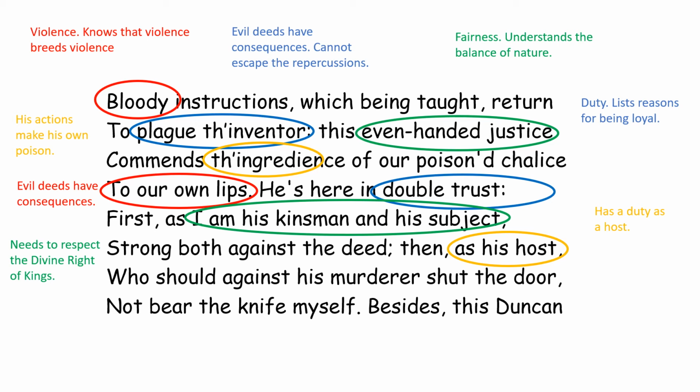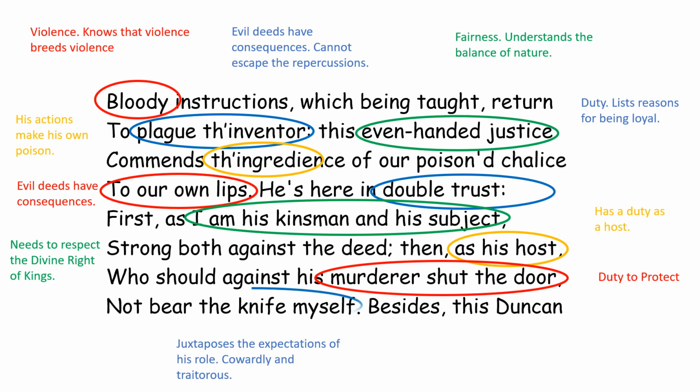Now, he knows that he is supposed to protect the king in multiple different ways here, and yet his plotting against him he feels uncomfortable with. And he says, who should against his murderer shut the door, not bear the knife myself. He knows that he should be protecting his king. That's what he's always done. He's attacked those other people who did try and kill the king. He should close the door on those types of thoughts, on those types of people. He should not bear the knife myself.